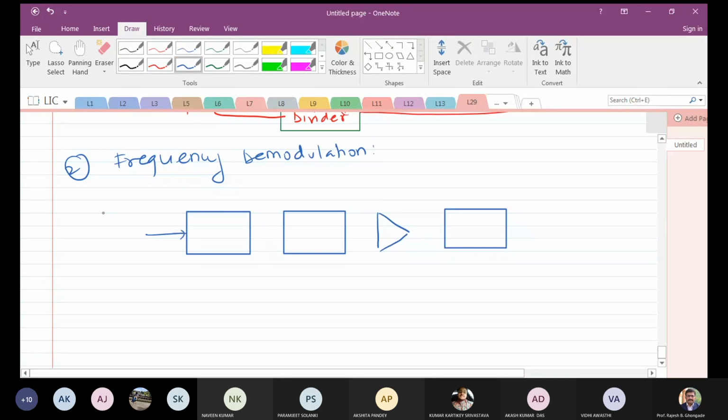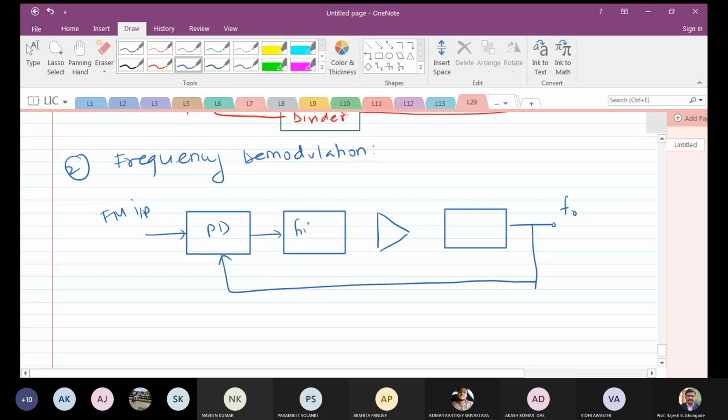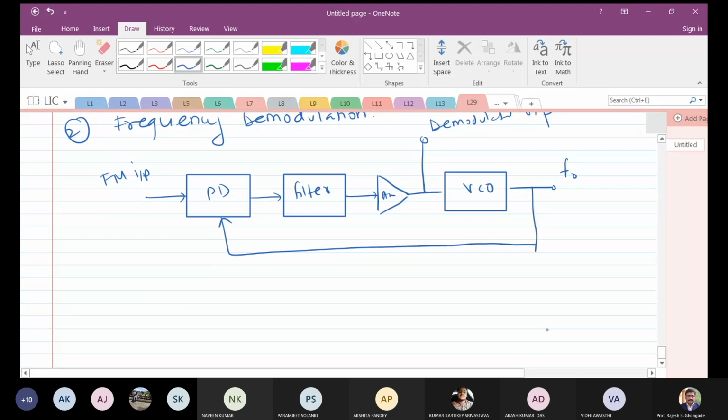So here you have the FM input. You have the phase detector. Output frequency is not important here. But again, this has to be fed back. Filter. This is the amplifier. This is the VCO. So the output here actually is the demodulated output. All right. So this is another use of the phase lock loop.